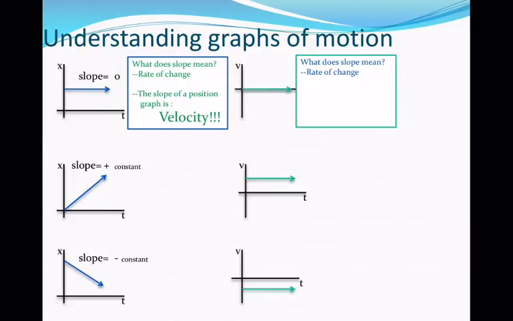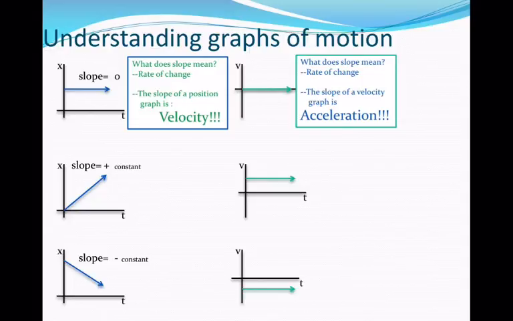And again, it's the same trick. I'm going to look at slope. The rate of change of velocity is acceleration. Okay? If you want to know what the velocity is doing, you look at how the position is changing. If you want to know what the acceleration is doing, you look at how the velocity is changing.